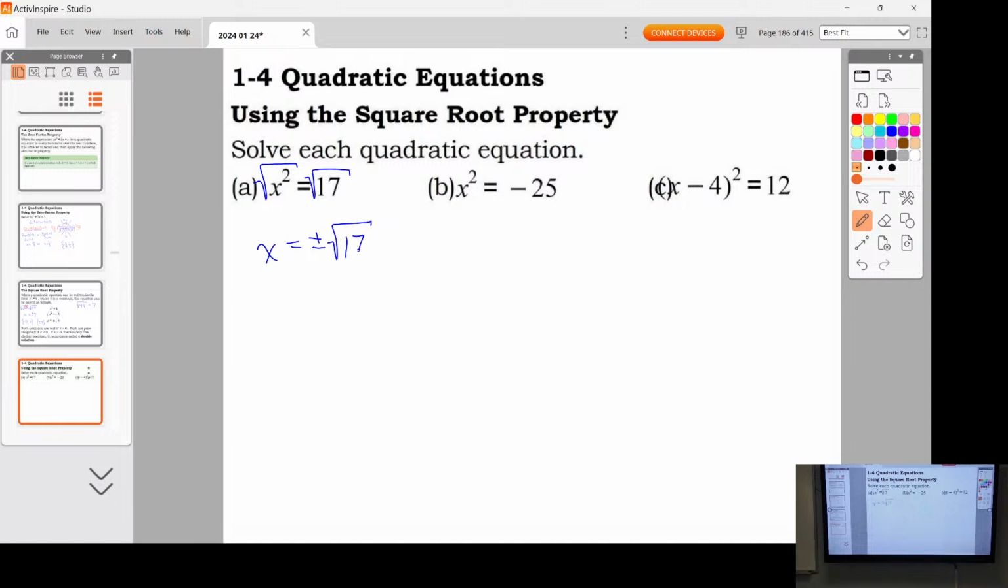You can't do square root of 17 in your calculator and get 4.1 or whatever it is. You can't type that in. It wants the exact answer. Now, if it said, give me the answer to the nearest tenth, could you use your calculator? Sure. You could round to the nearest tenth. But you can only round if it asks you to round. Otherwise, give me the exact answer.